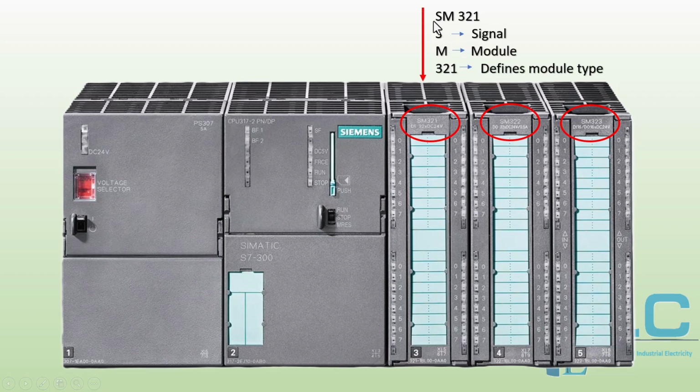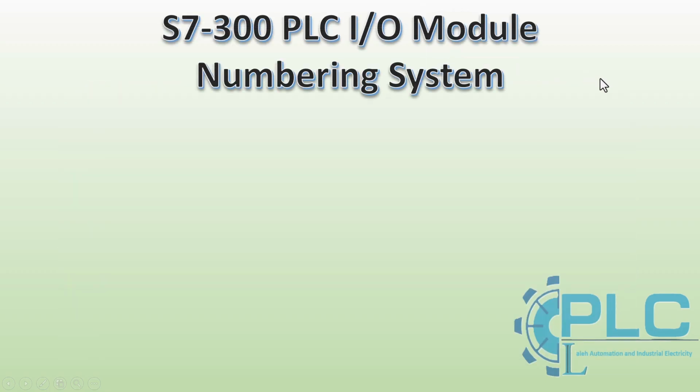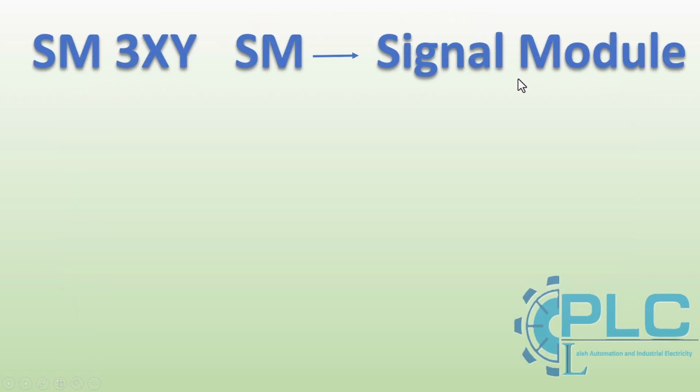SM321. The module code SM321 can be broken down as follows. S stands for signal module, indicating that this is an input or output module. M indicates that this is a module. 321 represents the specific module number, which tells us whether it's a digital input, digital output, analog input, or analog output. The structure of the SM module code in the S7-300 series follows this format.